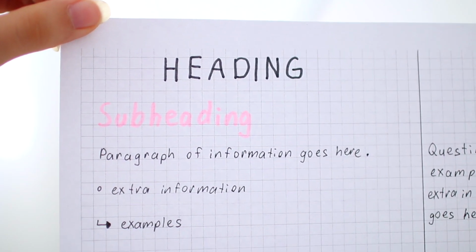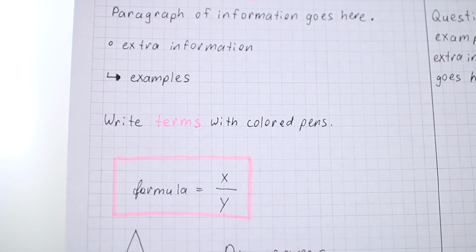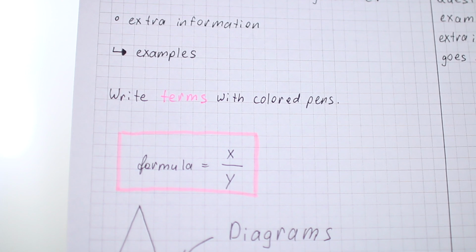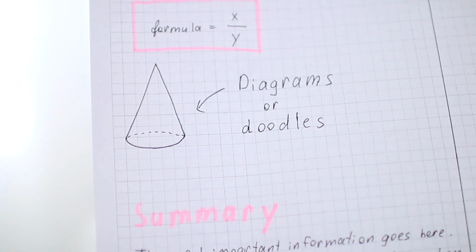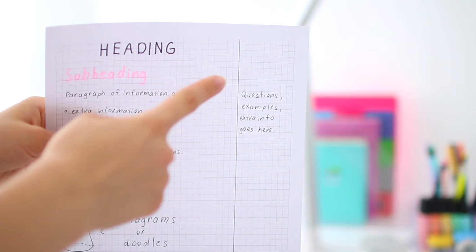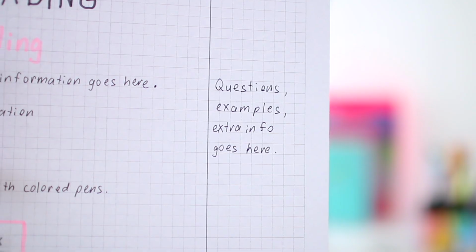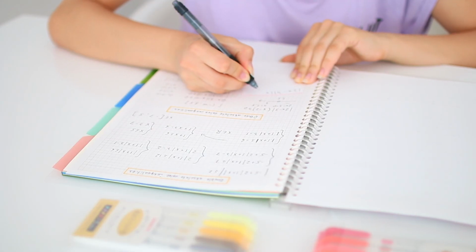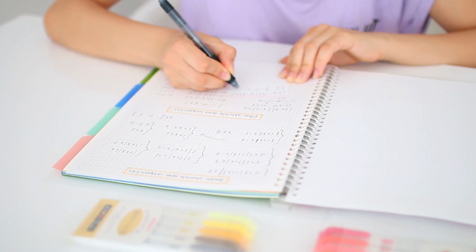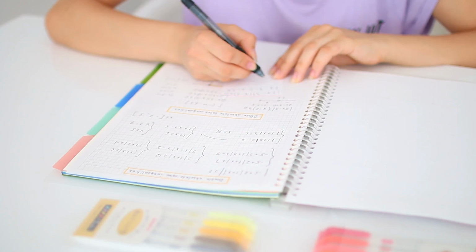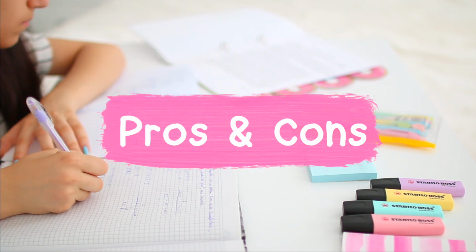Here you guys can see I put a heading and then a subheading. I use bullet points and little arrows for examples. I write terms with colored pens and draw boxes around formulas and add as many doodles or diagrams as possible, and sometimes even add a small summary. Sometimes I also like to add margins for questions, extra information, and examples. Making summary sheets has changed my life as a student because I'm able to revise for tests and exams 2 times faster. Now let's get into the pros and cons of taking notes on paper.